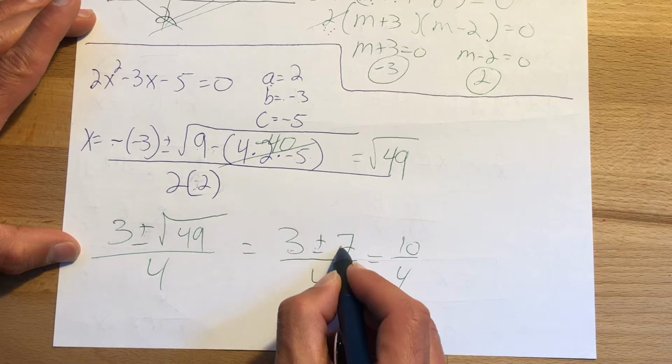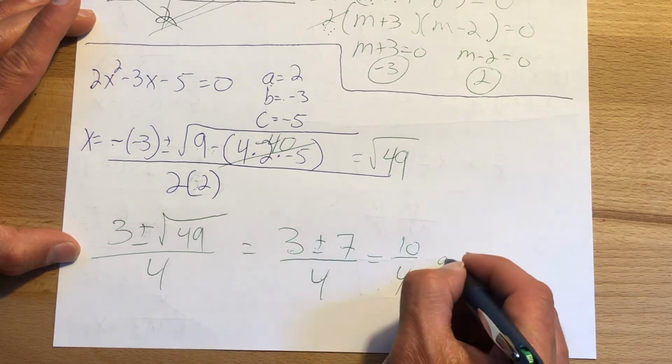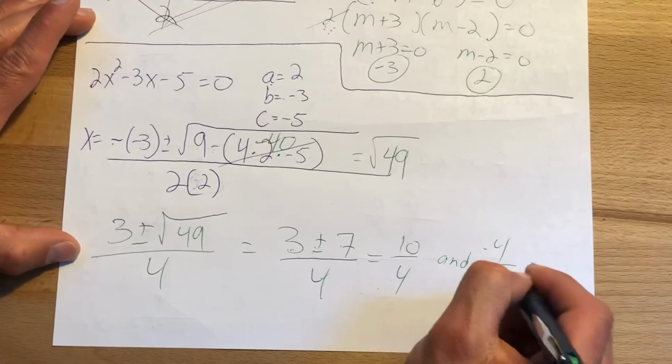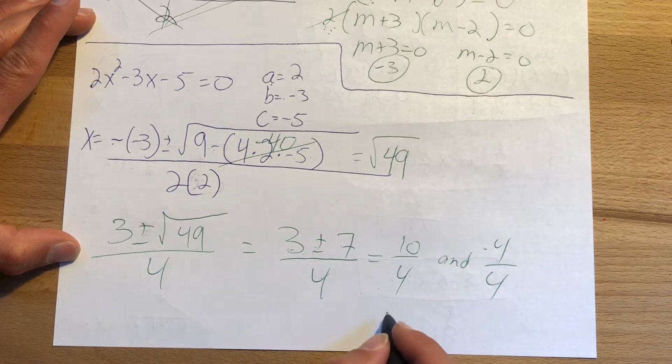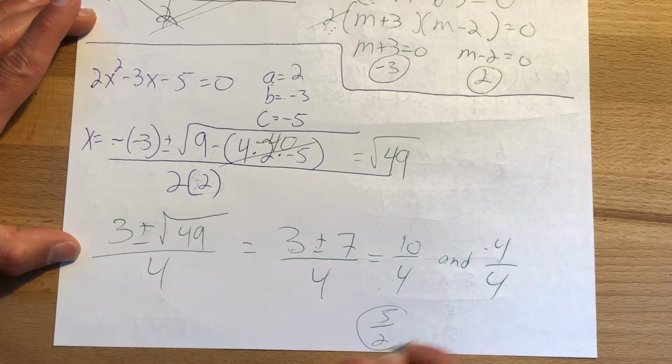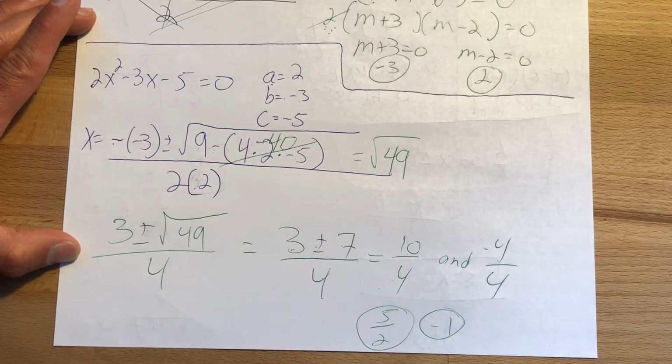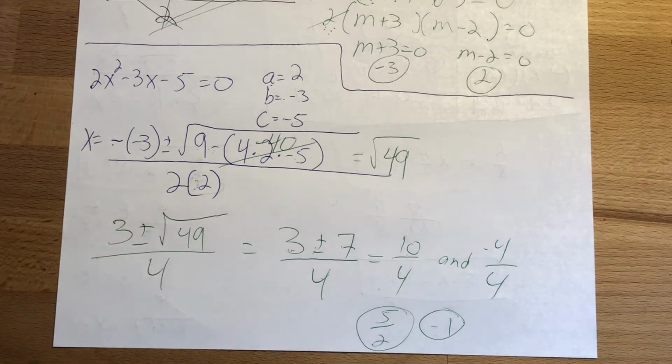4. 3 plus 7 divided by 4. And 3 minus 7. This simplifies to 5 over 2, which is one answer. -4 divided by 4 is -1. There's my second answer. Those are my two answers.